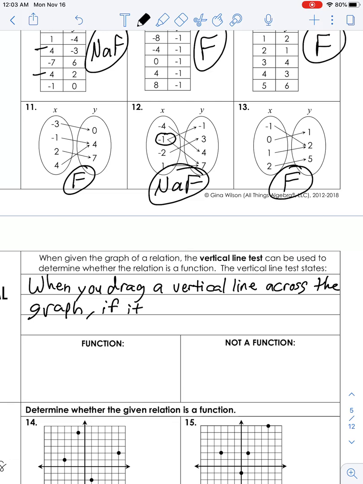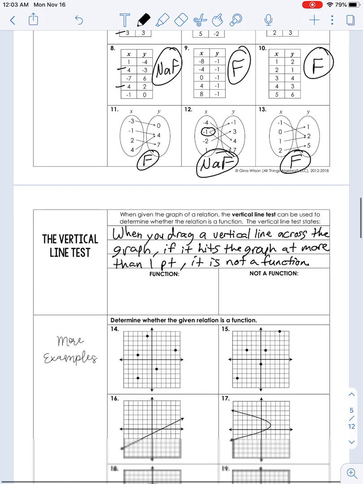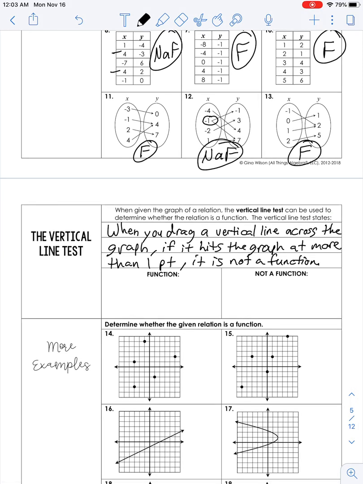If it hits the graph at more than 1 point, it is not a function. Meaning at any point in time, if any part of your graph is straight up and down, it's not a function. Or if you can hit 2 points.